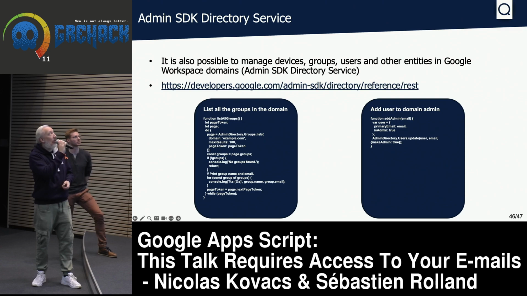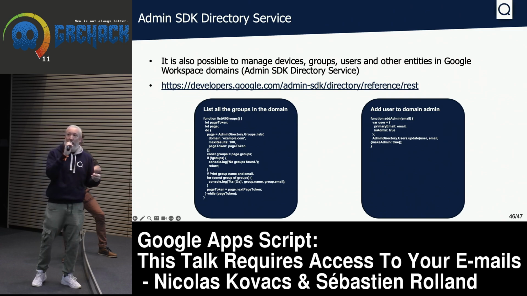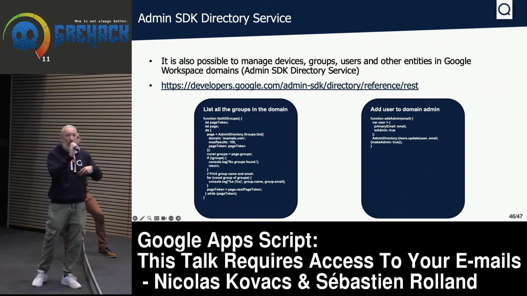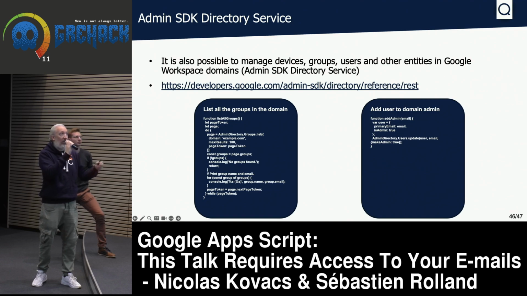And the last one is about the Admin SDK Directory service. When you are a company, you can have some domain on the Google side, and you have some APIs that you can use to perform searches or actions on your domain. So you can, for example, list users, list groups, add a domain admin, etc. So if an admin clicks and accepts your application, maybe it's possible to perform some actions on the domain of the company.